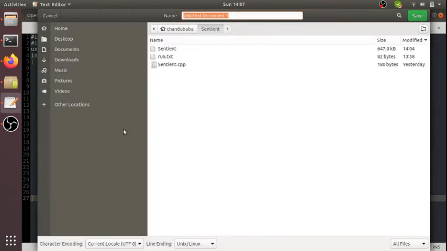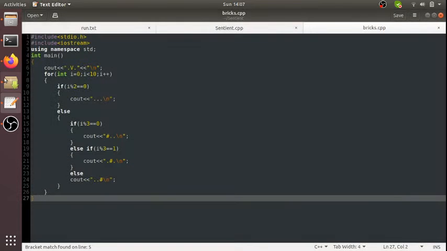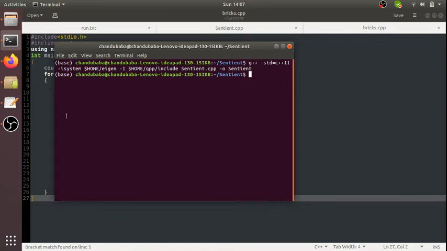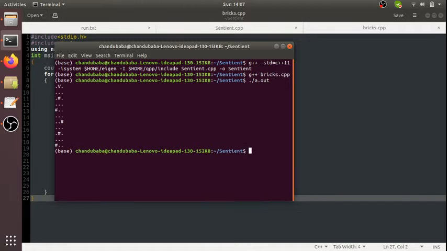Okay, let's run this. Bricks.cpp. Okay, g++ bricks.cpp. Okay, and what I'll write is a dot out. Okay, pretty good.